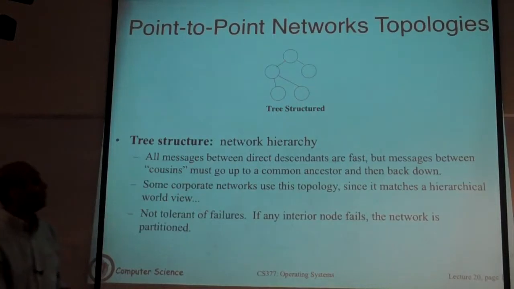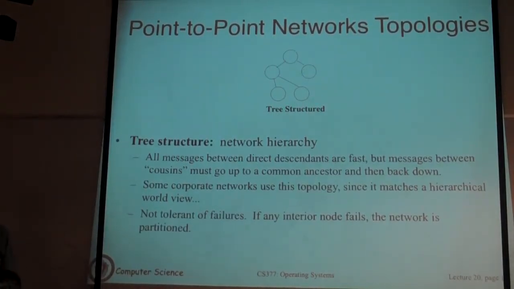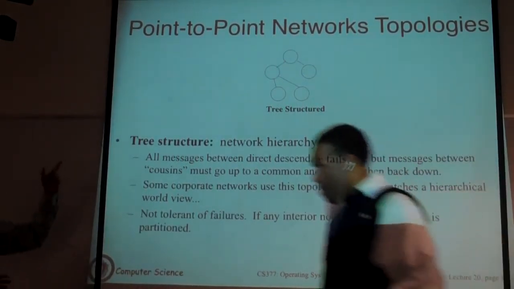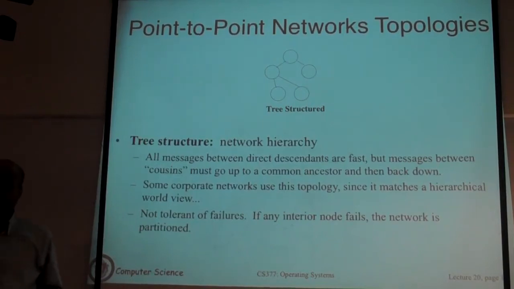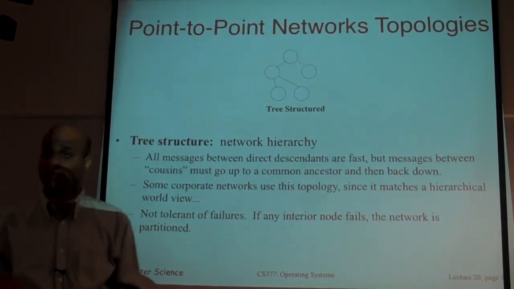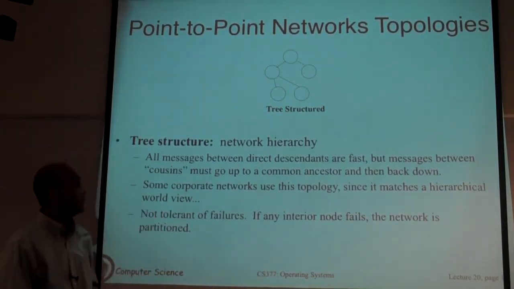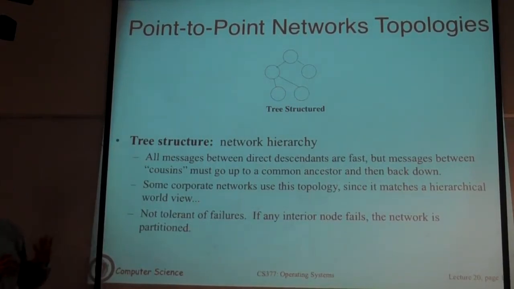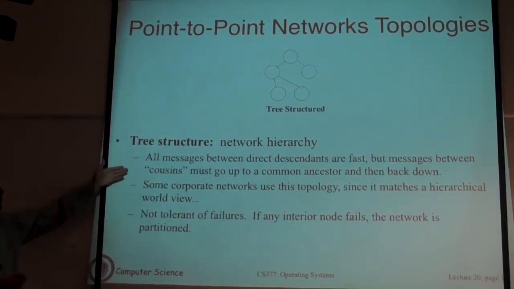So the next topology we'll talk about is a tree structure. As the name suggests, there is a root and then there are descendants in the tree structure. There aren't links going from one subtree to another. So it's a tree, not an arbitrary graph.